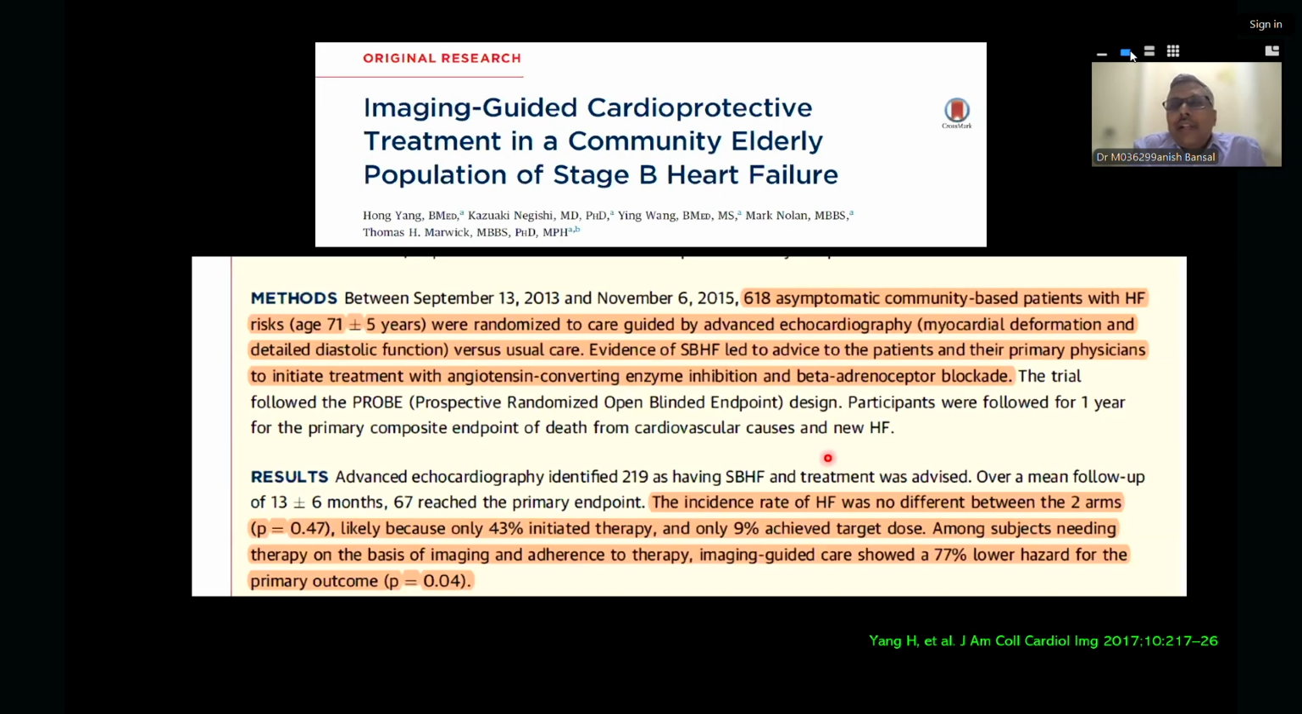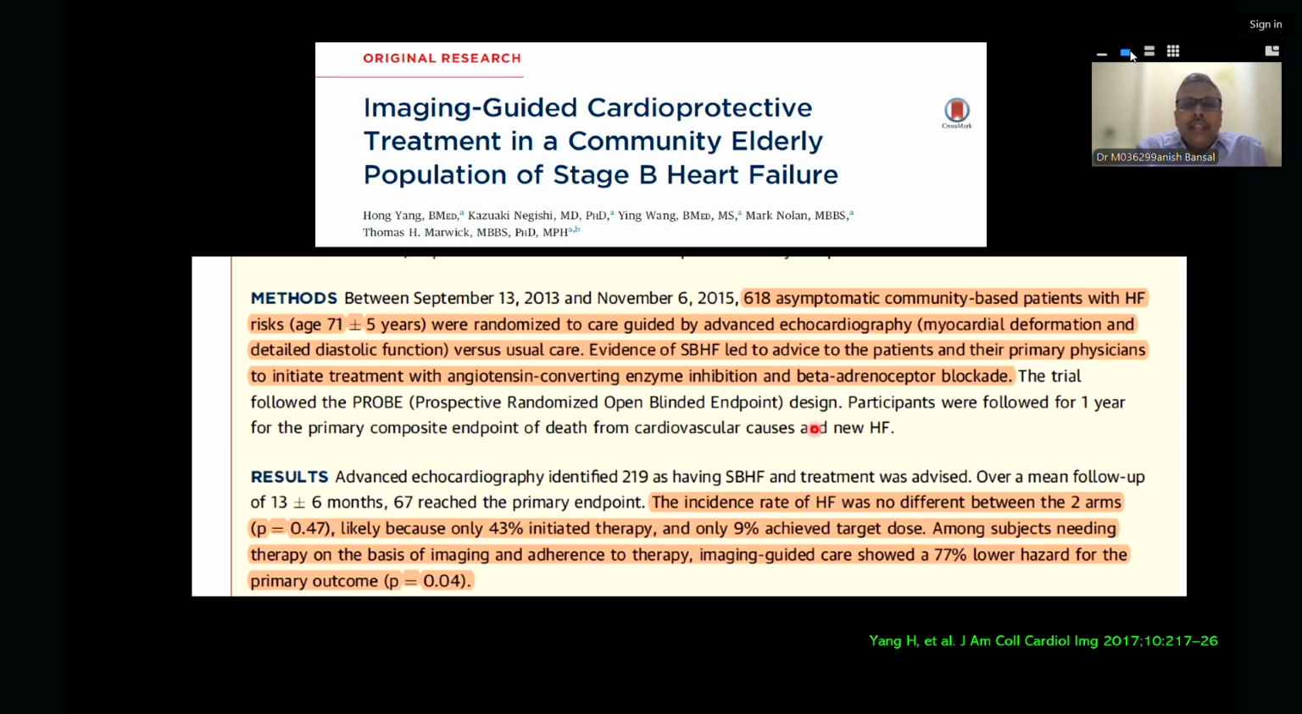Now, based on this data, he then conducted a randomized trial in 618 asymptomatic community-based patients. Here they divided the patients into two groups. They did echo. In one group, they conveyed their findings to the treating physician and told them that this patient has reduced strain, has stage B heart failure, and should be treated with an ACE inhibitor and beta blocker.